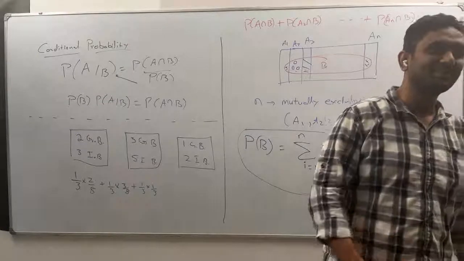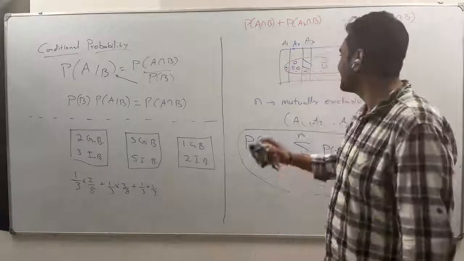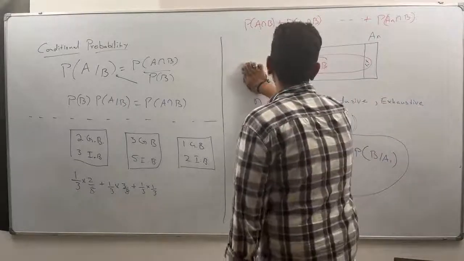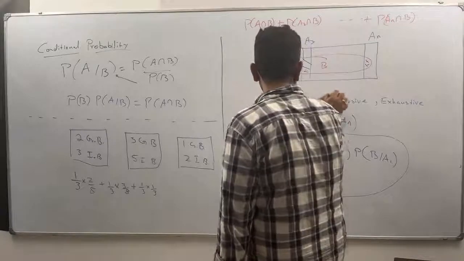It will be always less than one. Even more than one, like suddenly gold will come from everywhere. All right. So this is total probability theorem.